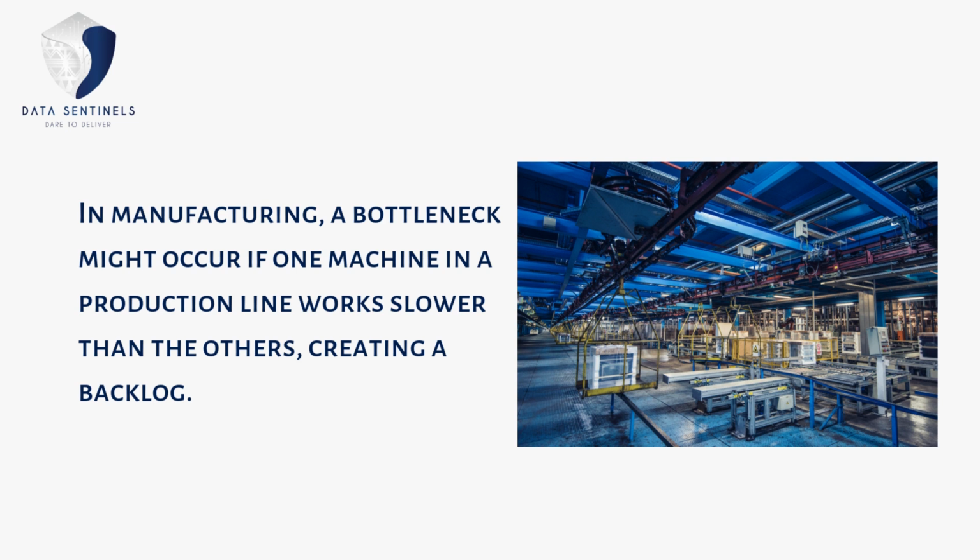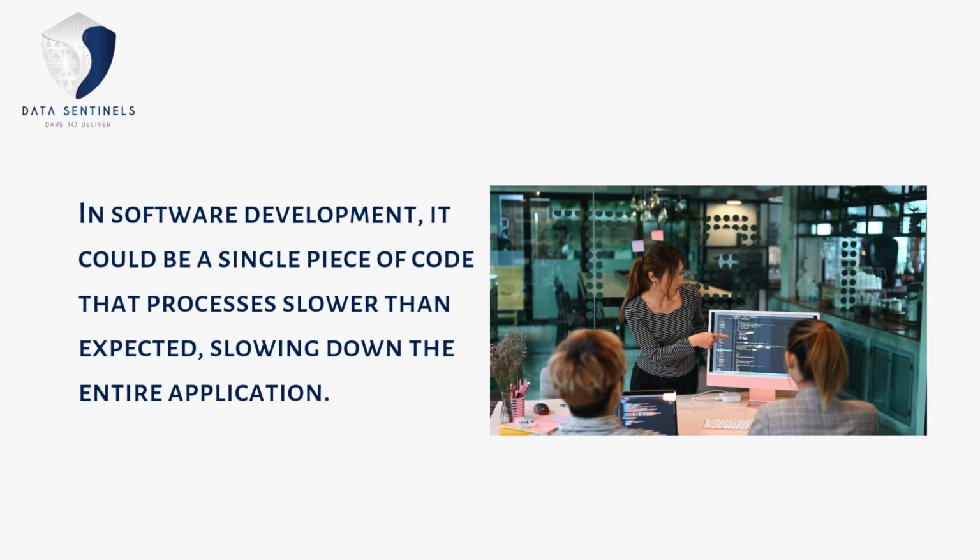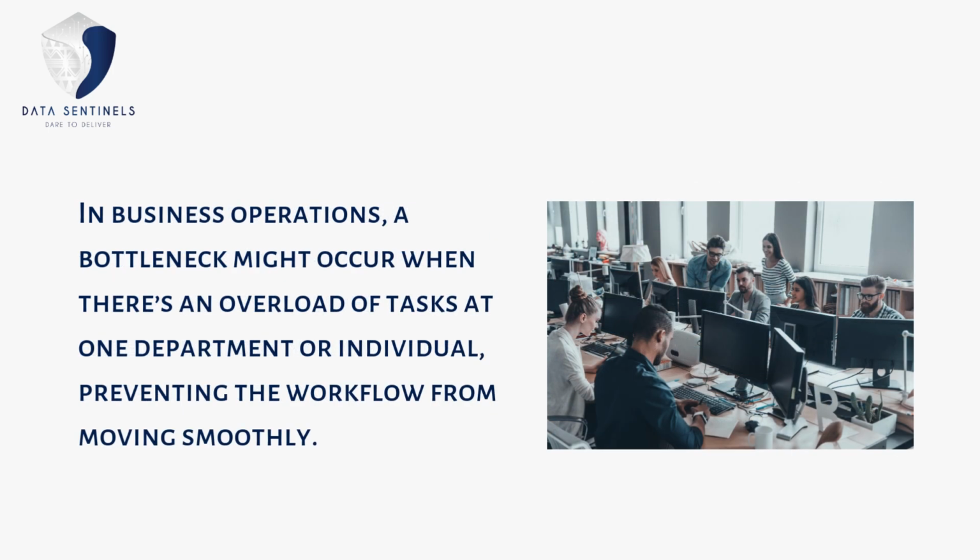In manufacturing, a bottleneck might occur if one machine in a production line works slower than the others, creating a backlog. Another example is if you're looking at software development, it could be a single piece of code that processes slower than expected, slowing down the entire application. Then you're also looking at things like your business operations. A bottleneck might occur when there is an overload of tasks at one department or individual, preventing the workflow from moving smoothly.